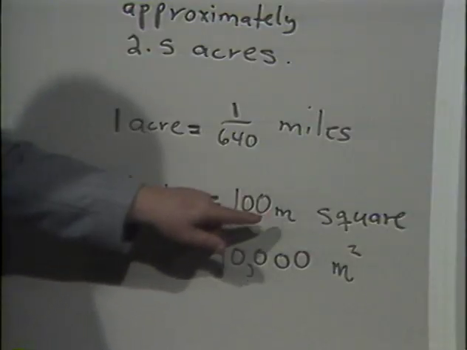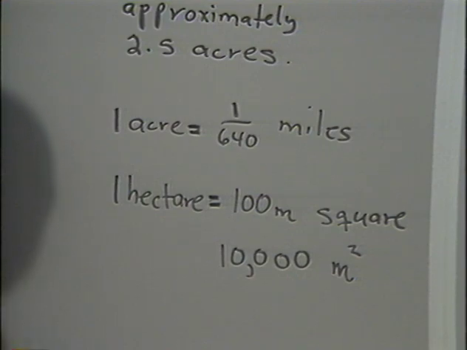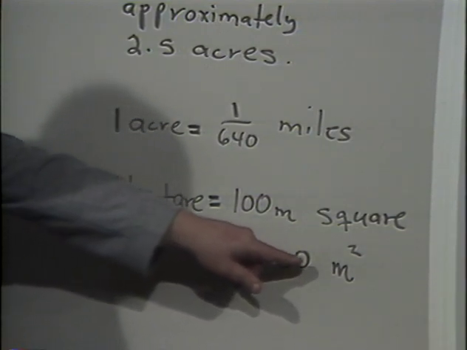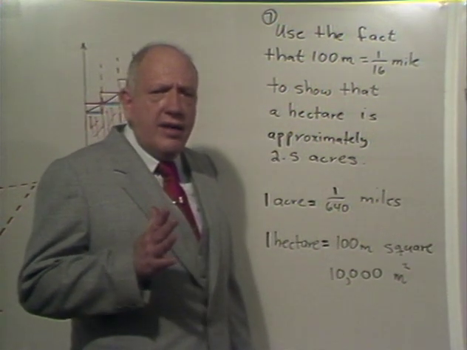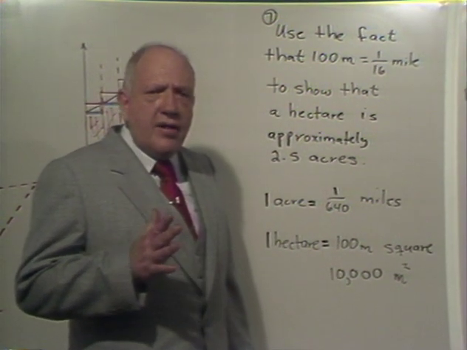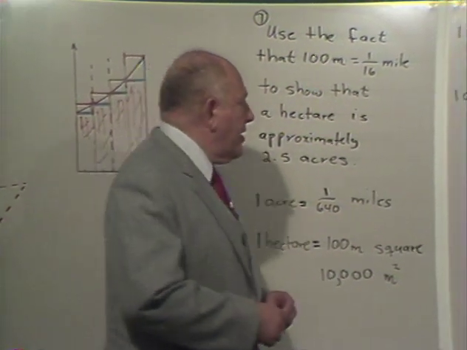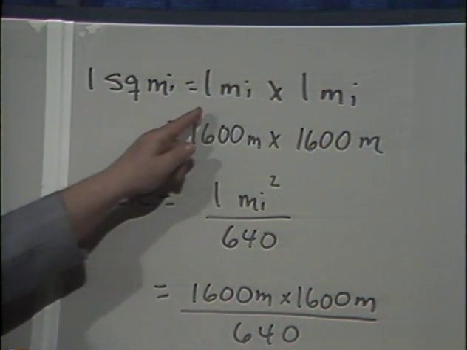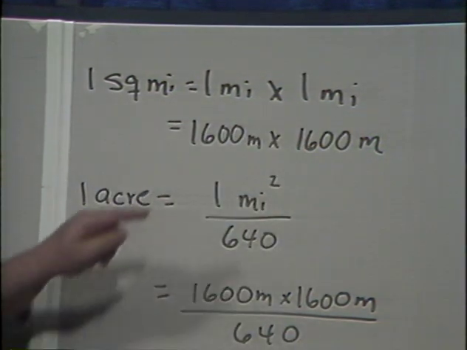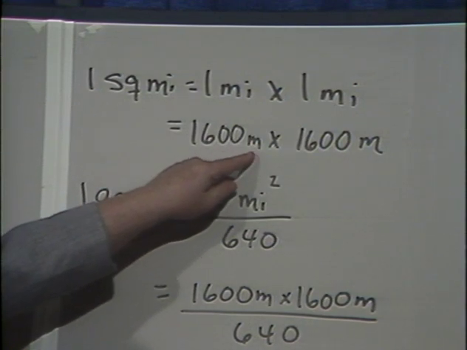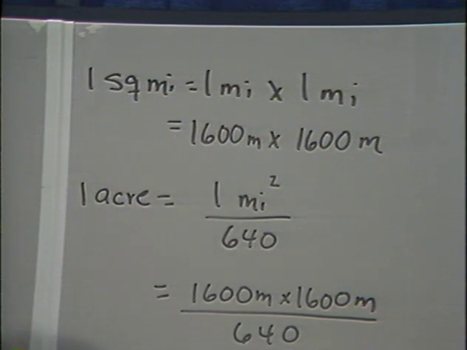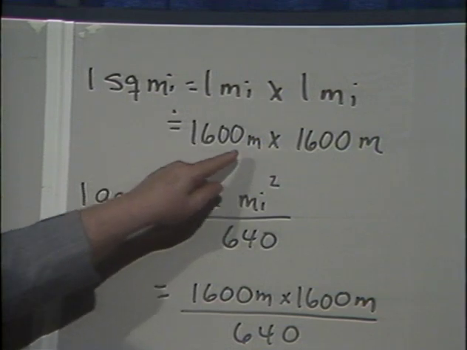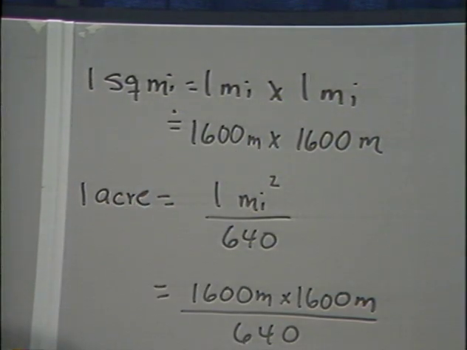A hectare is a square, each of whose sides is 100 meters. So 1 hectare is 10,000 square meters. And now I wanted to show you in terms of areas how easy it is to figure out what an acre is compared to a hectare. You see, let's start with a square mile. A square mile means 1 mile times 1 mile. If 100 meters is 1/16 of a mile, 1,600 meters is a mile. So we'll call that approximately a true statement. So a square mile is 1 mile by 1 mile. It's also 1,600 meters by 1,600 meters.